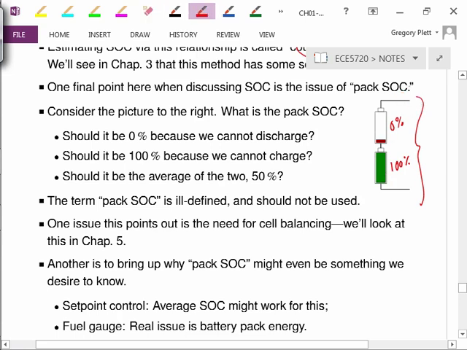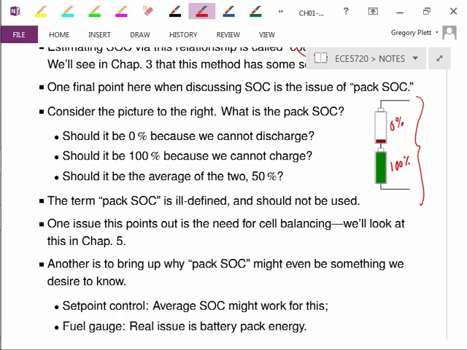So should we call it 100%, because we can't charge? Well, surely we can't charge, but we can't discharge either. Should we call it the average? Should we call it 50%? Well, that's almost the worst, because 50% leads me to believe that I can both charge and discharge, and in fact I can do neither in this case.